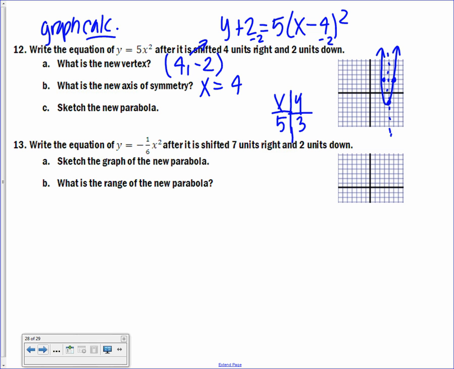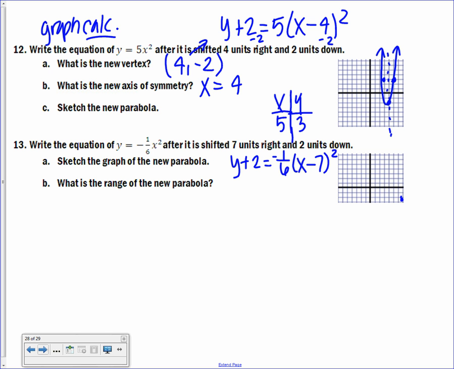Number 13, same idea, shifted 7 units to the right and 3 units down, so write the new equation. So that would be y plus 2 equals negative 1/6, and then x minus 7 squared. Remember, it seemed kind of backwards at the time. If it said 7 units to the right, it was a minus 7, and then down is a plus 2. So kind of backwards there. So sketch it, so that would be at 7, negative 2.